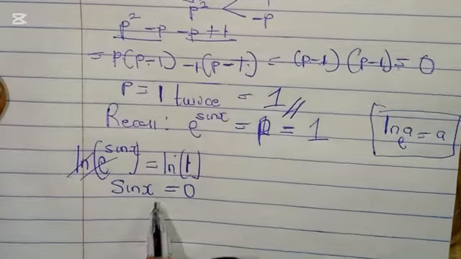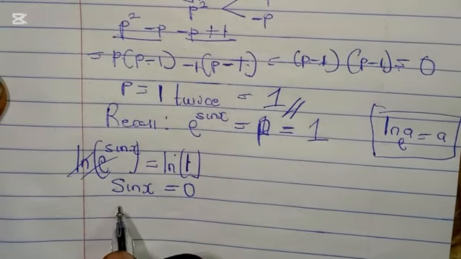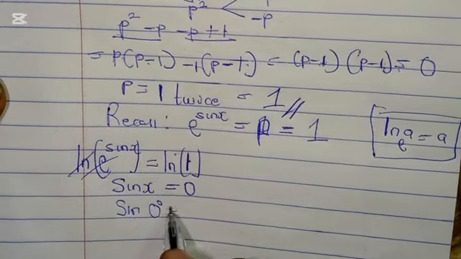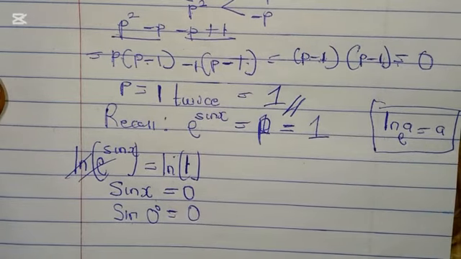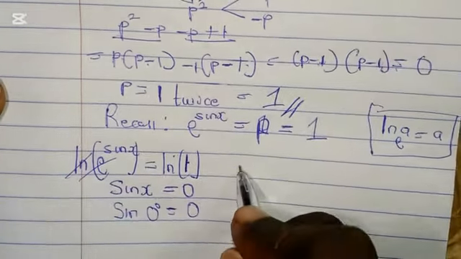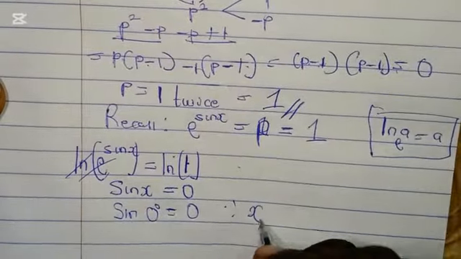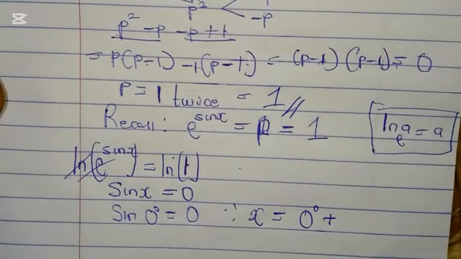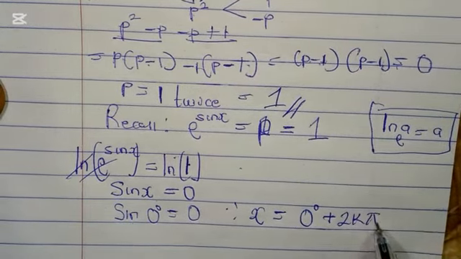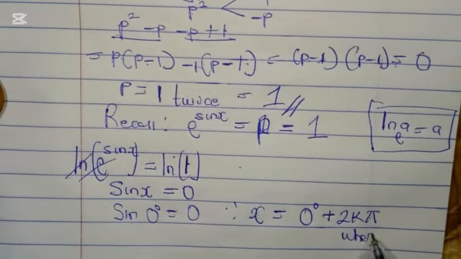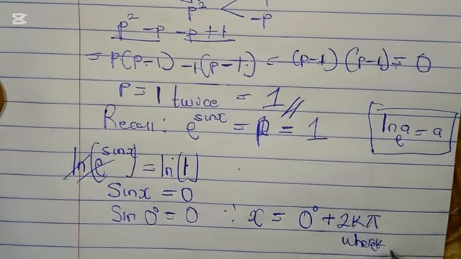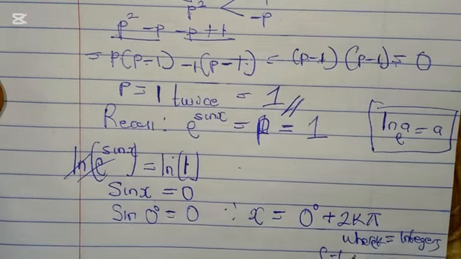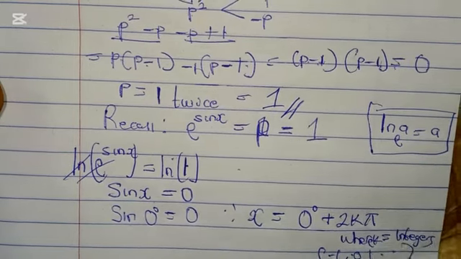And we know that sine 0 degrees is equal to 0. Therefore, comparing these two, we can just say that x is equal to 0 degrees, and we are going to be adding 2k pi, where k is an integer, and the integers are -1, 0, 1, and so on.